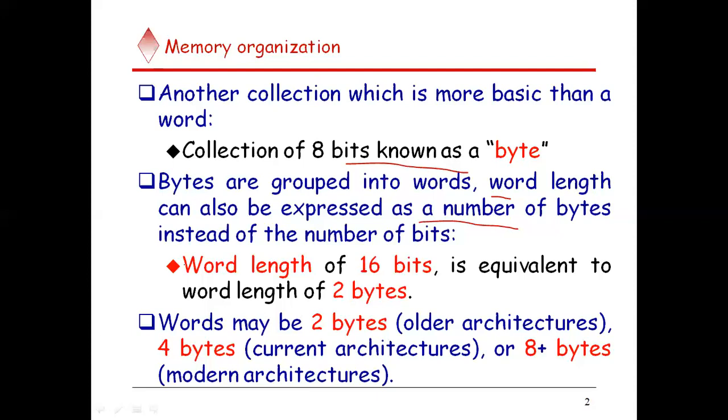For example, if you are mentioning that the word length is 16 bits, in the same way you can tell that the word length is 2 bytes. Even if it is 32 bits, you can tell the word length is 32 bits, or 4 bytes. Or if it is 64 bits, either you can say 64-bit word length, or it can also be expressed as 8 bytes.